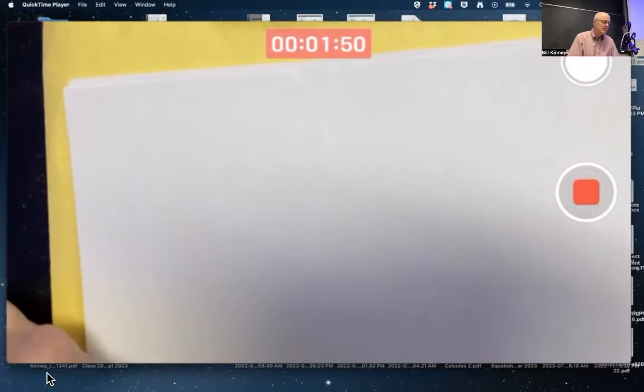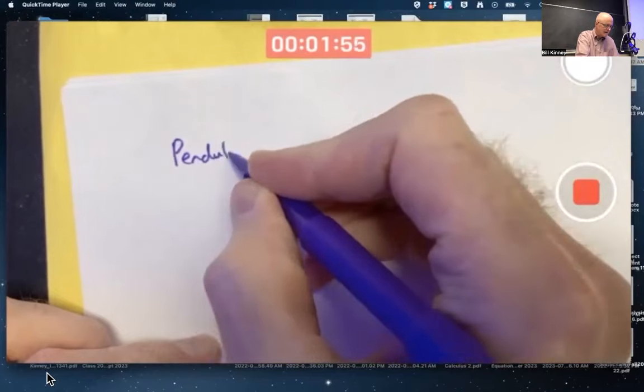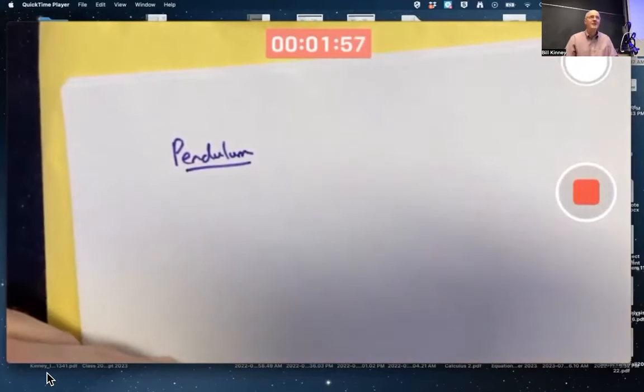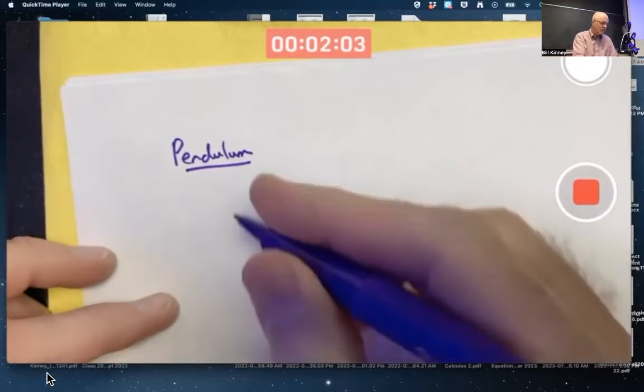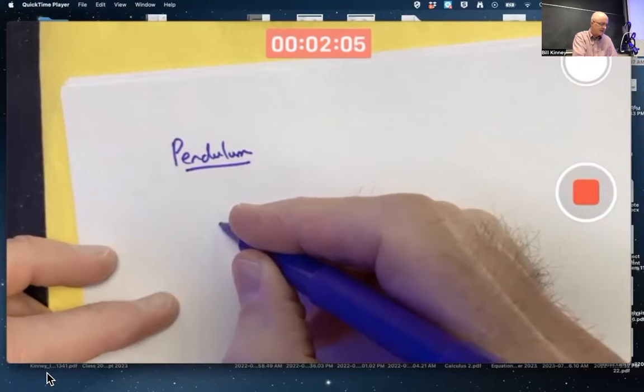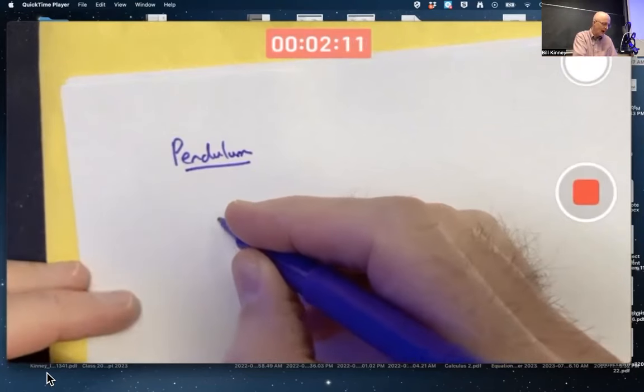Let's consider something called the pendulum. What's a pendulum? Well, it's essentially like an old grandfather clock going back and forth, swinging back and forth. We consider it in the simplest case of a mass, also called a bob, attached to a thin rod.